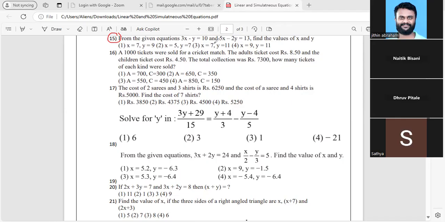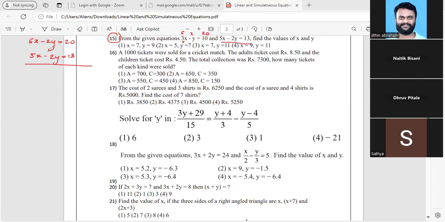So simple सा फंडा है, आपको y या x दोनों में से किसी एक को same करना है. So I'll prefer to make this equation same, so I'll multiply this particular equation by 2, which will give me 6x over here, minus 2y over here, and 20 over here. So that will give me a new equation as 6x minus 2y is equal to 20. And then the old equation, which is 5x minus 2y is equal to 13.